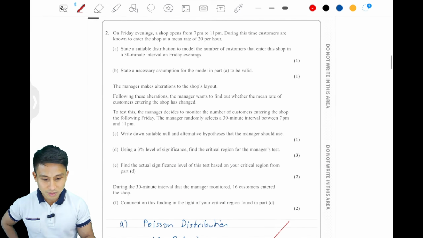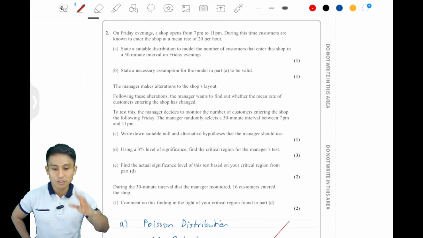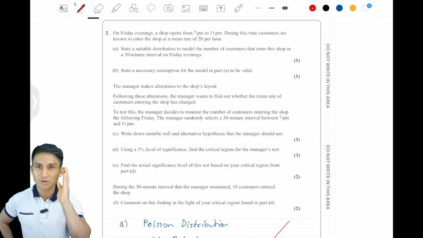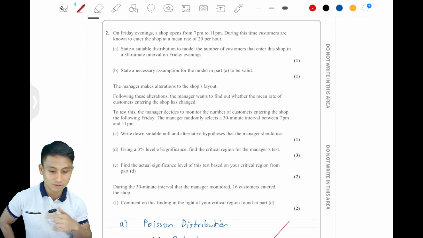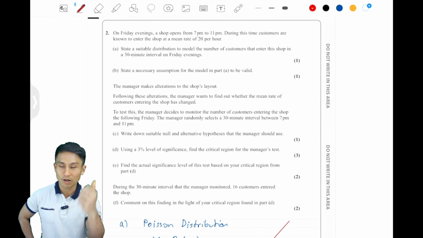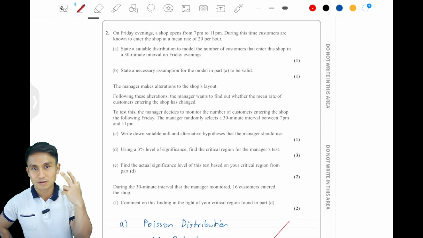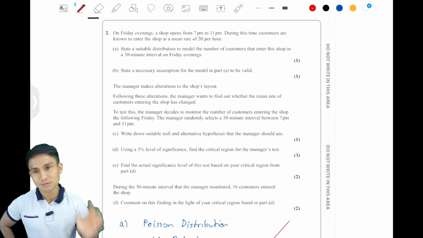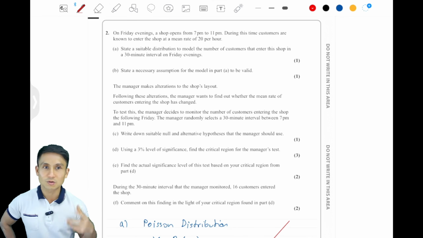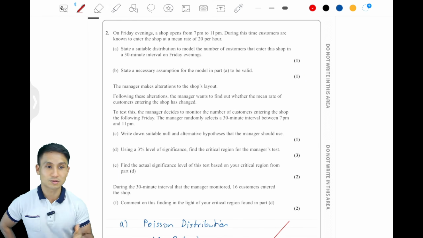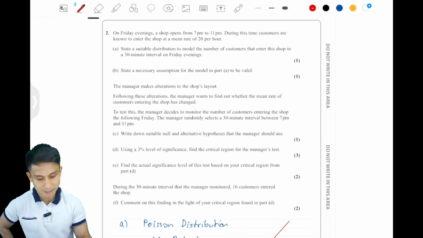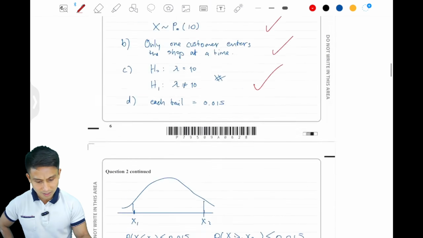Question 2, yeah, you see, there are a couple of questions in this paper where they ask you about the necessary assumptions. So if you forgot about that, make sure you do know how to write the assumptions about binomial, Poisson, and normal, right? Because sometimes they can ask about why is this situation appropriately modeled as a normal distribution because it's symmetrical and so on, yeah. And this one is fine, right?